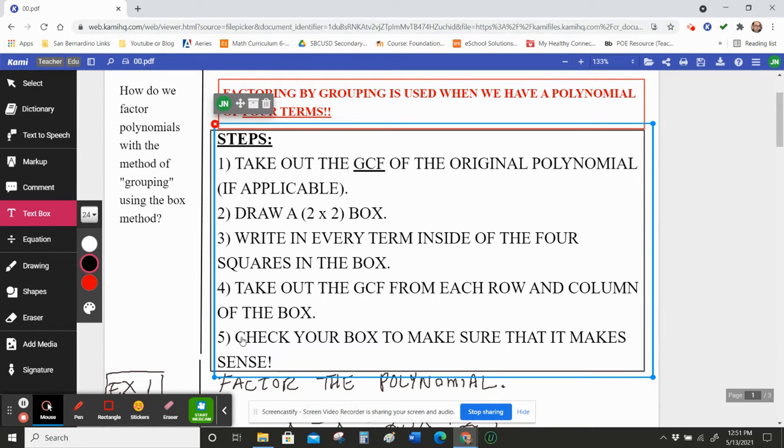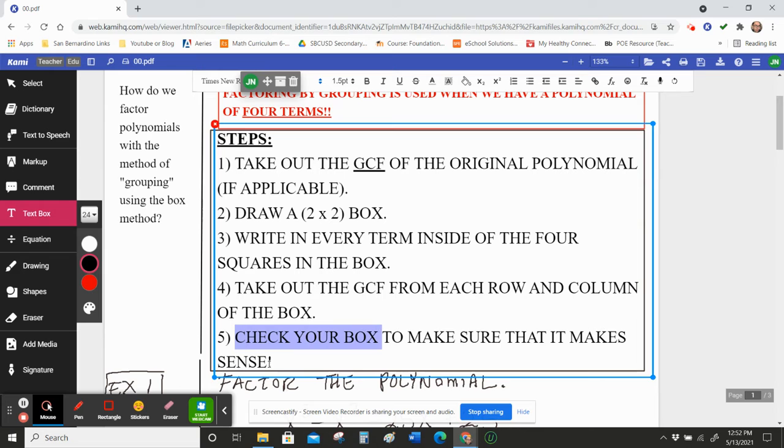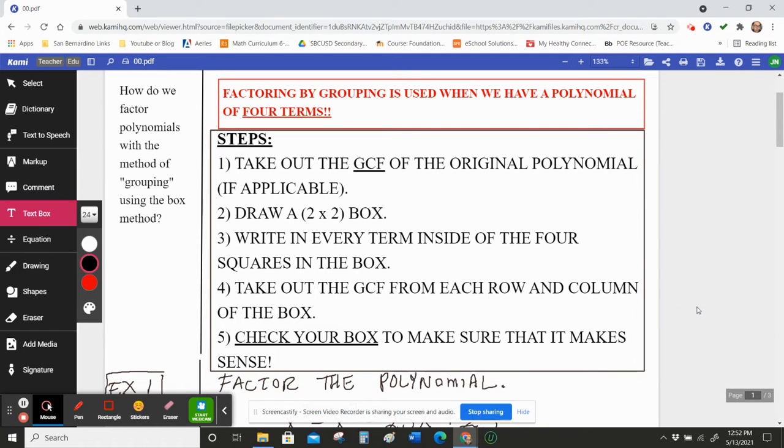Okay, step 5 is really crucial. So step 5, you want to check your box and check your answer to make sure that everything does multiply out and that it does make sense. Otherwise, if you think you're doing stuff correctly, you may find out that you actually did it incorrectly because it doesn't multiply out to the original terms. Okay, so you always want to check your work.